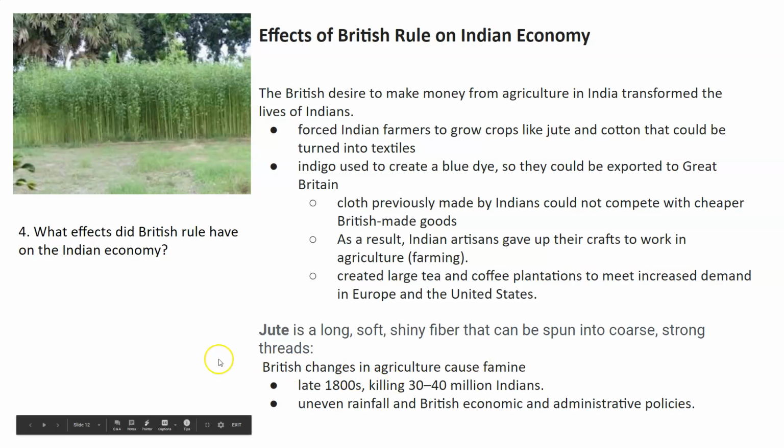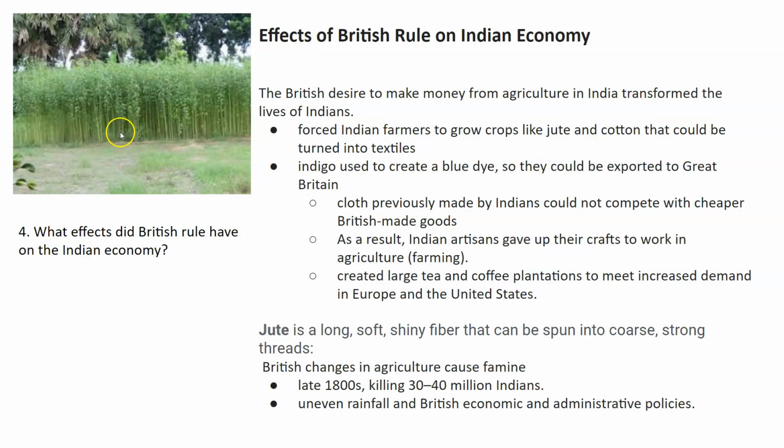The question that I want you to answer here is, what effects did British rule have on the Indian economy? So let's look at that real quick. The British desire to make money from agriculture in India transformed the lives of Indians. How did they do that? They forced Indian farmers to grow crops like jute and cotton that could be turned into textiles. Indigo was used to create a blue dye, so they could be exported to Great Britain. So 3 different cash crops Indians were forced to grow: jute, cotton, and indigo.